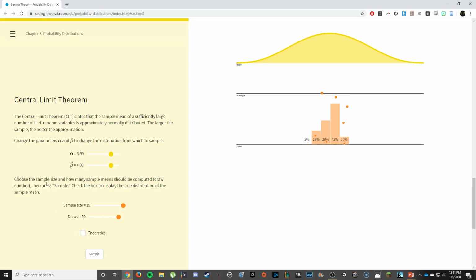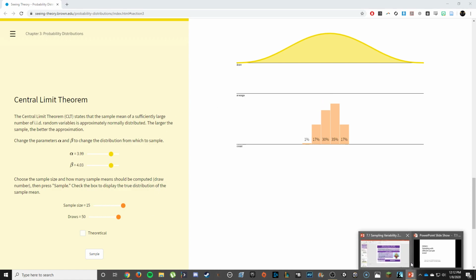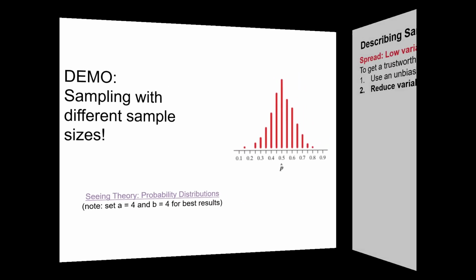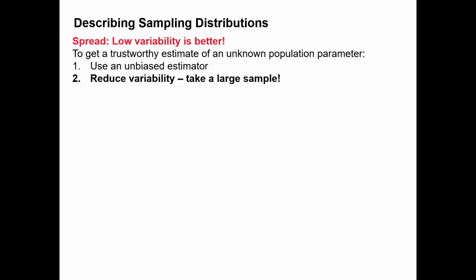And what we're going to see is that the variability decreases even more. So we have a really small amount of variability here, right? Our sampling distribution is restricted to just a couple real outcomes there. Okay, so let's jump back to the PowerPoint because that's really what I wanted to show you guys. And now hopefully you've gotten the memo that if you want to reduce spread, you can take a larger sample.